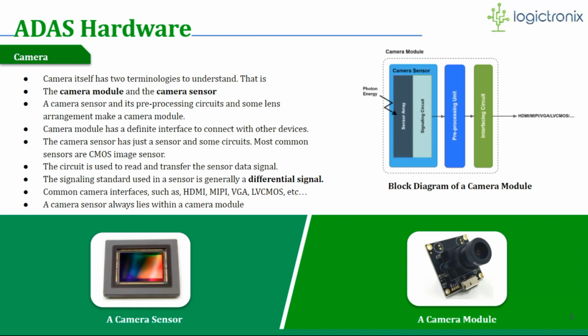The circuitry in the sensor is used to read and transfer the sensor data signal. The signaling standard used in most sensors is generally a differential signal. Many camera sensors use the low voltage differential signaling, or LVDS, standard. The pre-processing unit takes the LVDS data to do some early processing and then generates data in the form of common camera interfaces such as HDMI, MIPI, VGA, CMOS, etc. You can notice a camera sensor always lies within a camera module.